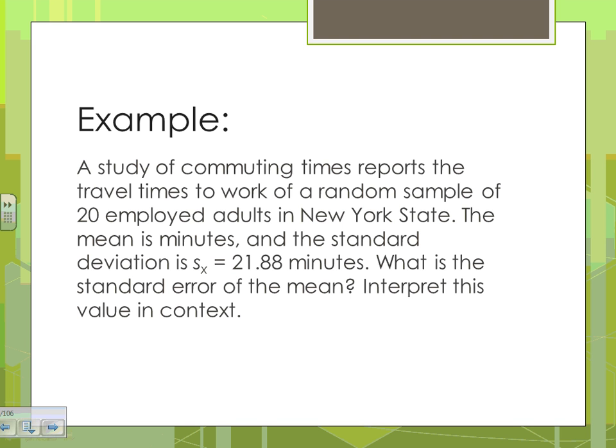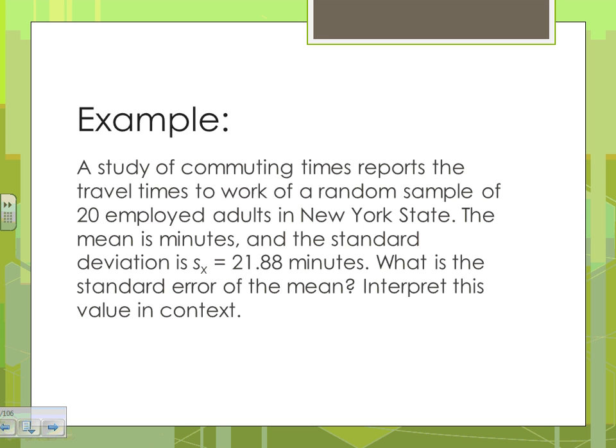Okay. So a study of commuting times reports the travel times to work of a random sample of 20 employed adults in New York State. The mean is in minutes and the standard deviation for the sample is 21.88 minutes. What is the standard error of the mean, and interpret this value in context?